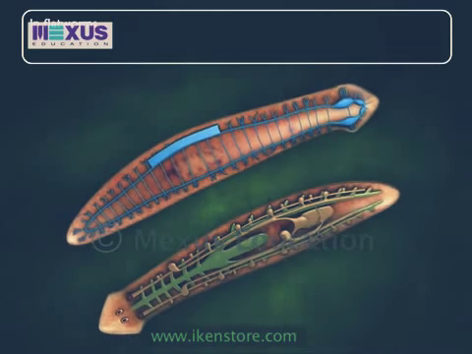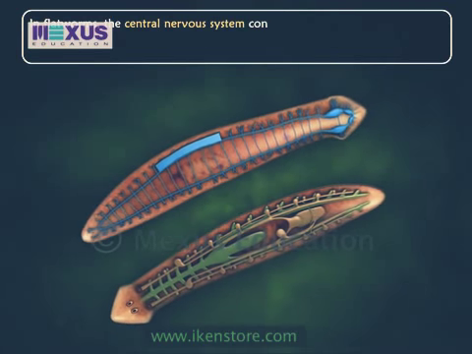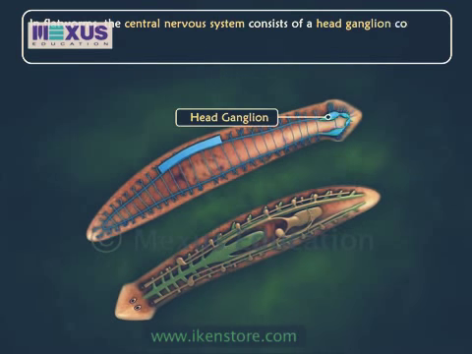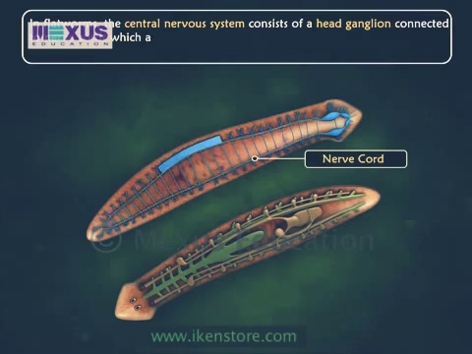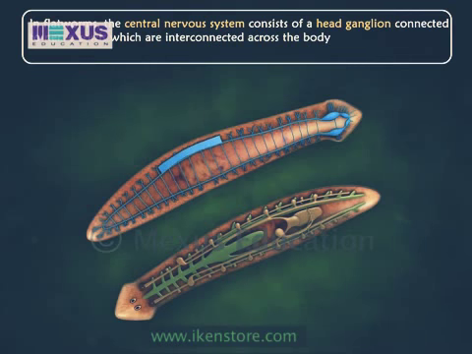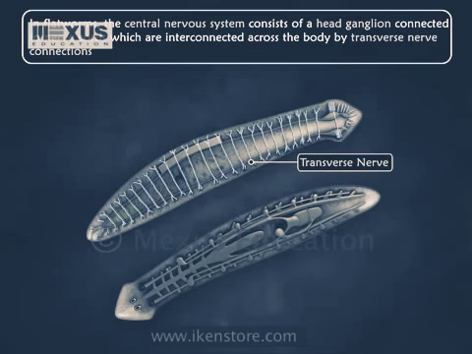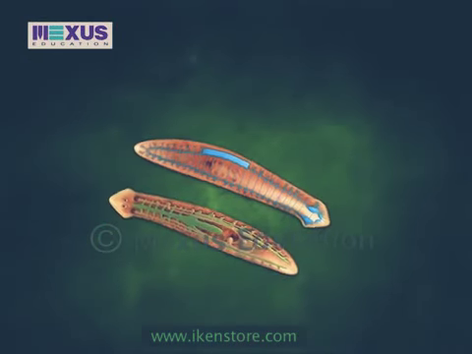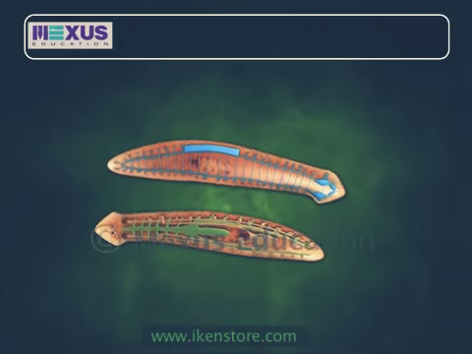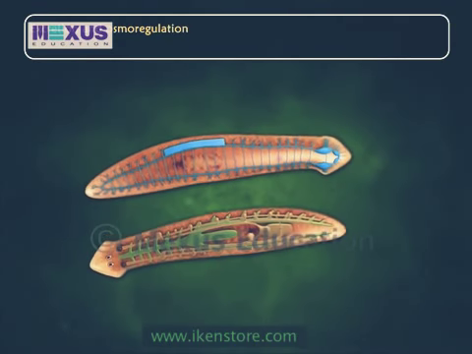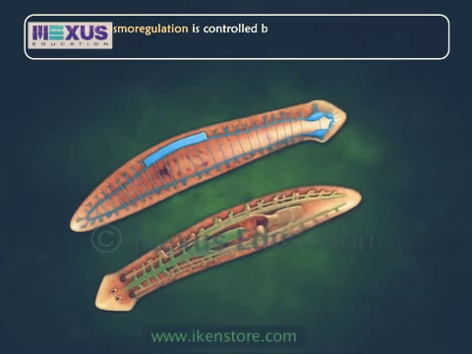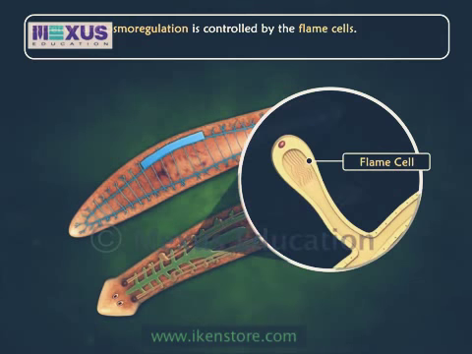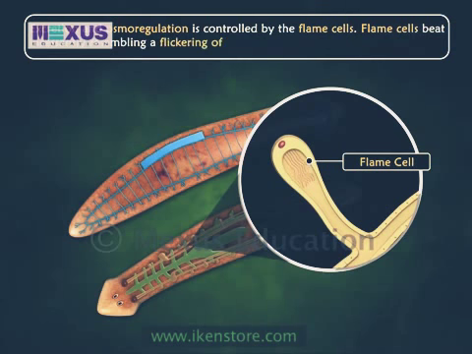In flatworms, the central nervous system consists of a head ganglion connected to nerve cords which are interconnected across the body by transverse nerve connections. Excretion and osmoregulation in flatworms is controlled by the flame cells. Flame cells beat incessantly, resembling a flickering flame, and are hence called flame cells.